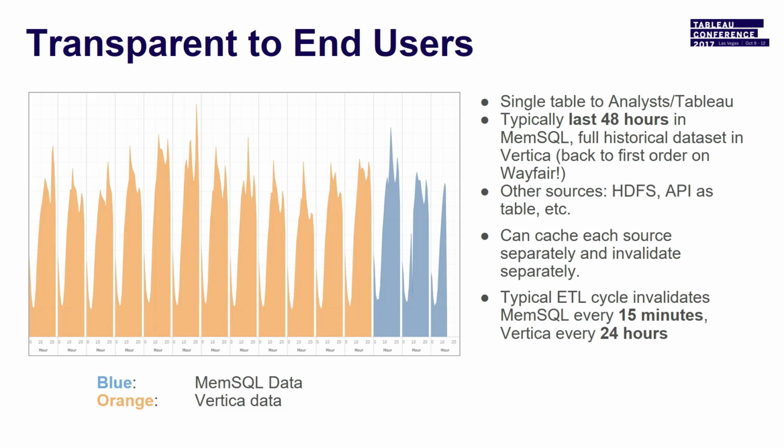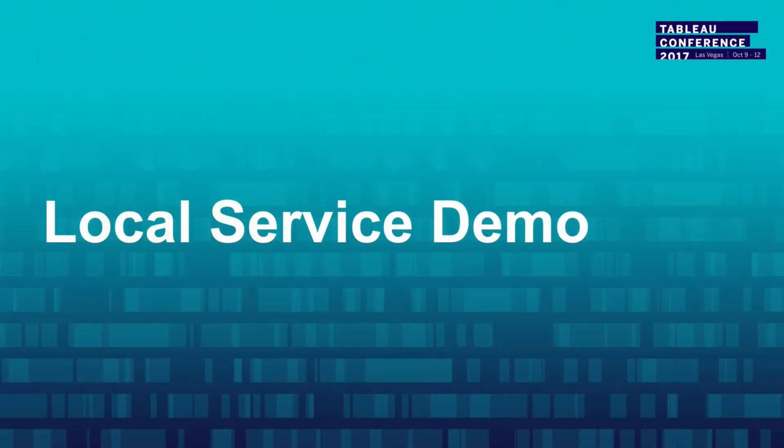Cool. So let's see how this actually works. First off, this is all fake data, obviously. And then, in the interest of avoiding technical difficulties, this is entirely local. So I'm running an instance of Redis, an instance of the caching server. Because it's local, running Vertica and MemSQL wasn't feasible. So we're actually going to be working with a Postgres and a SQLite database.